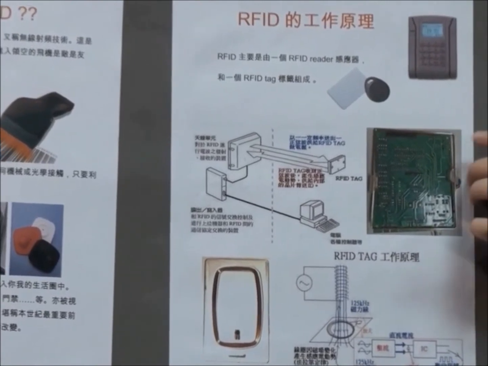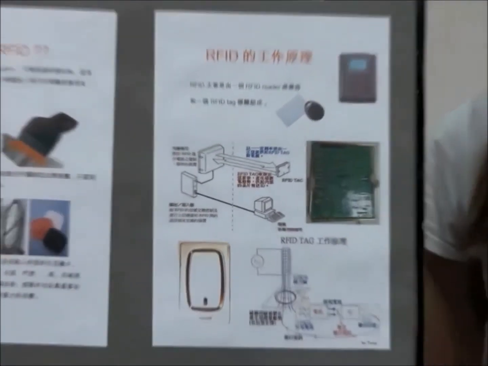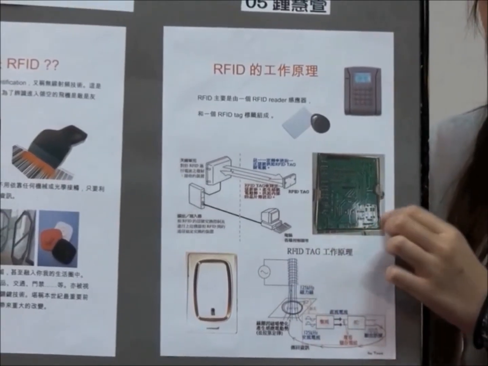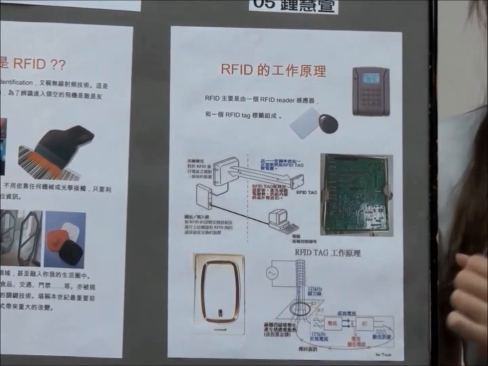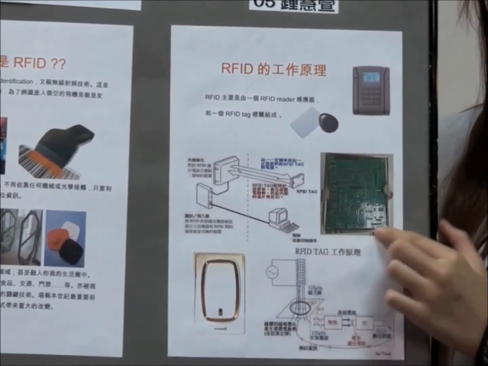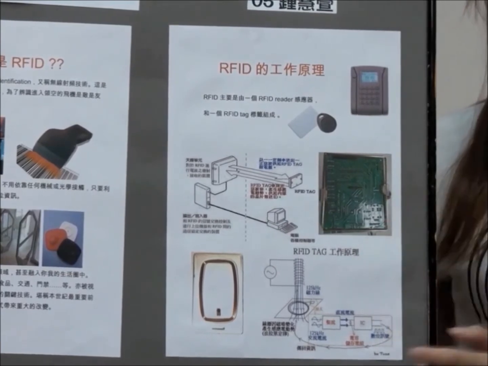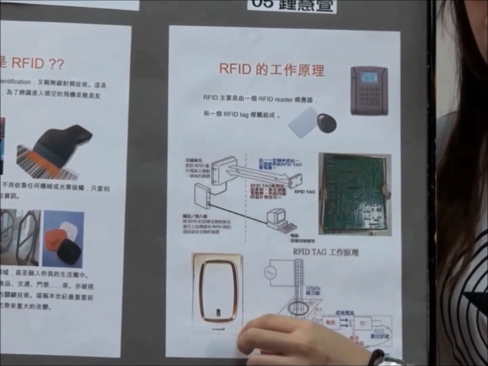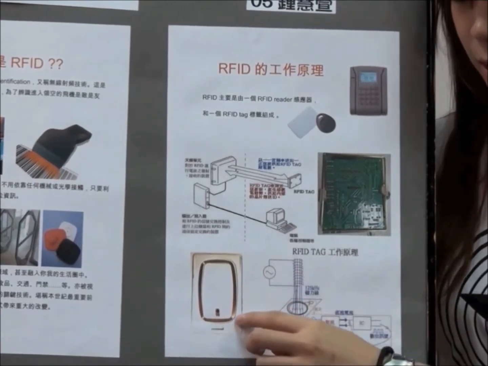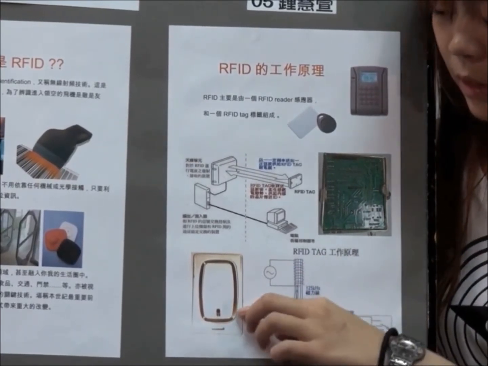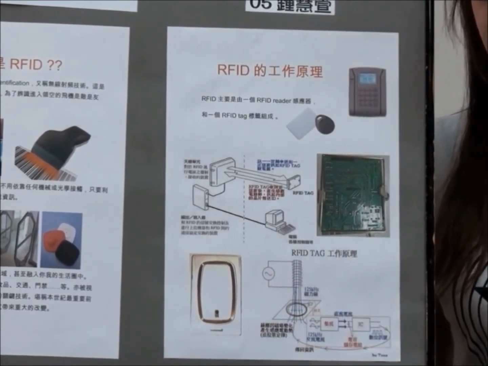Inside the reader, there is a very big coil. When the current goes through the coil, it creates a magnetic field. And this is the inside of the tag. It also has a coil, a capacitor and an IC chip.